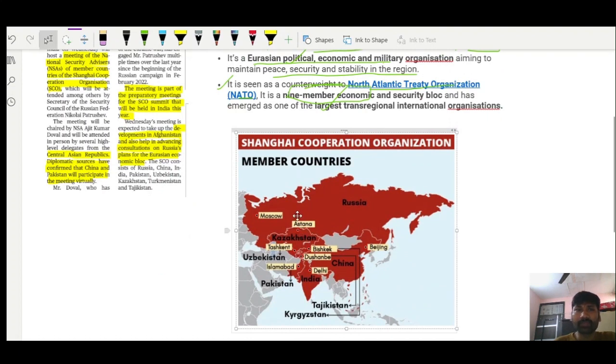And here you can see the Shanghai Cooperation Organization countries. What are the countries which are part of the Shanghai Cooperation Organization? Russia, Tajikistan, which is in the Central Asian region, China, India, and Pakistan are member countries. Right. So India is not a founding member of the Shanghai Cooperation Organization. Both India and Pakistan joined as full members in 2017. Right.